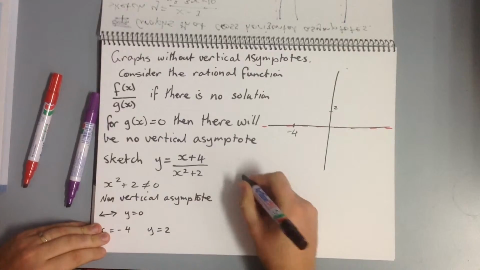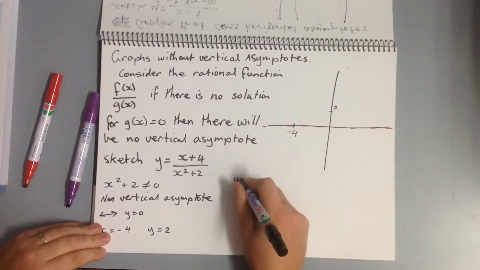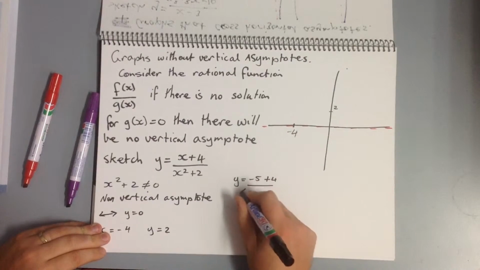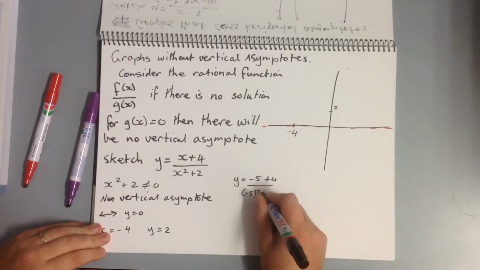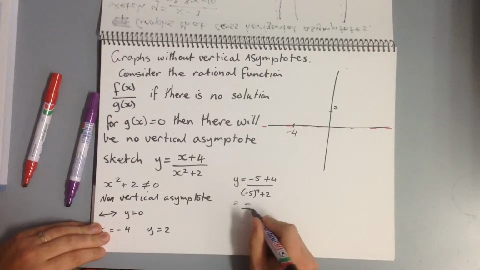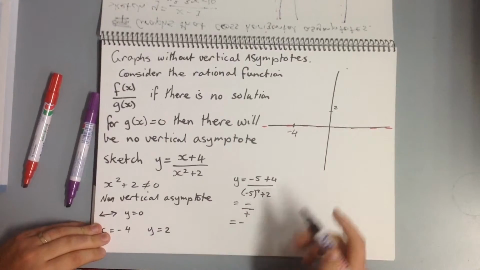So let's say chuck in -5 into this equation. So you say y equals -5 plus 4 over -5 squared plus 2. You can see we're going to be a negative over a positive, so we're going to get a negative. So we are in fact going to be below.